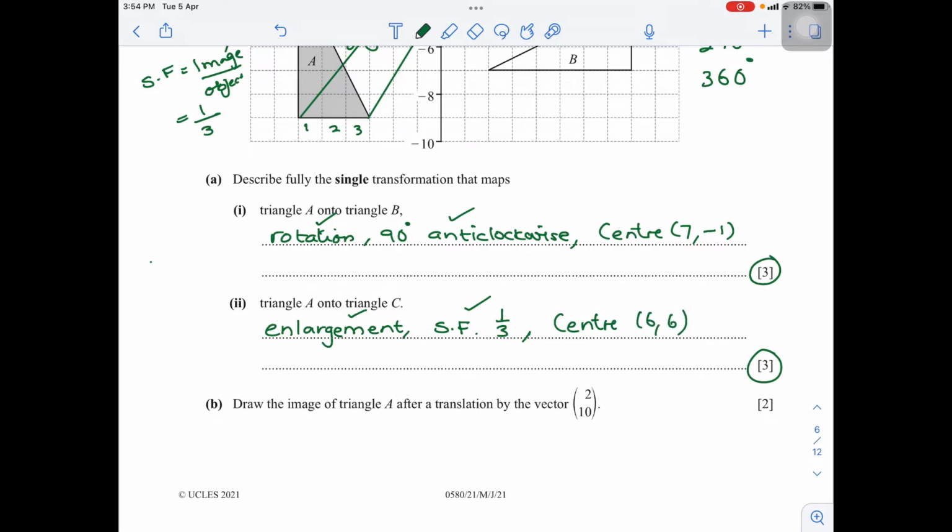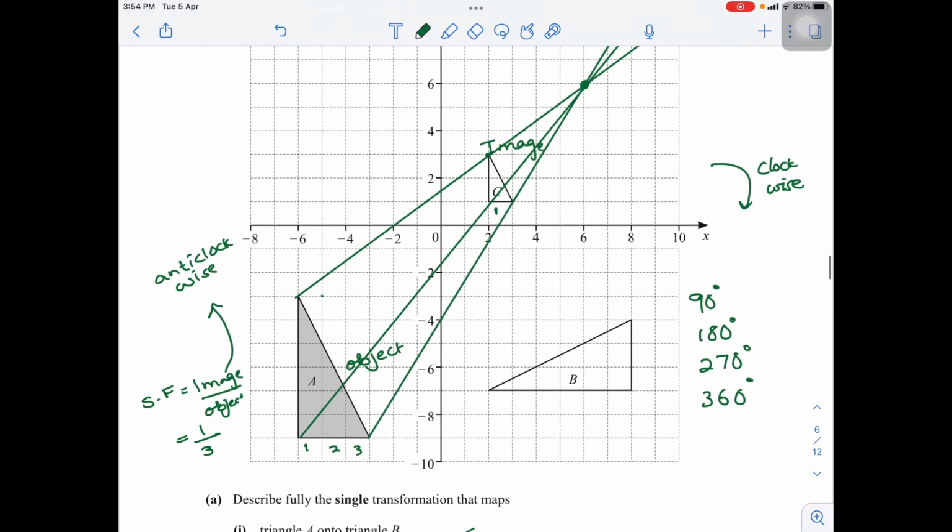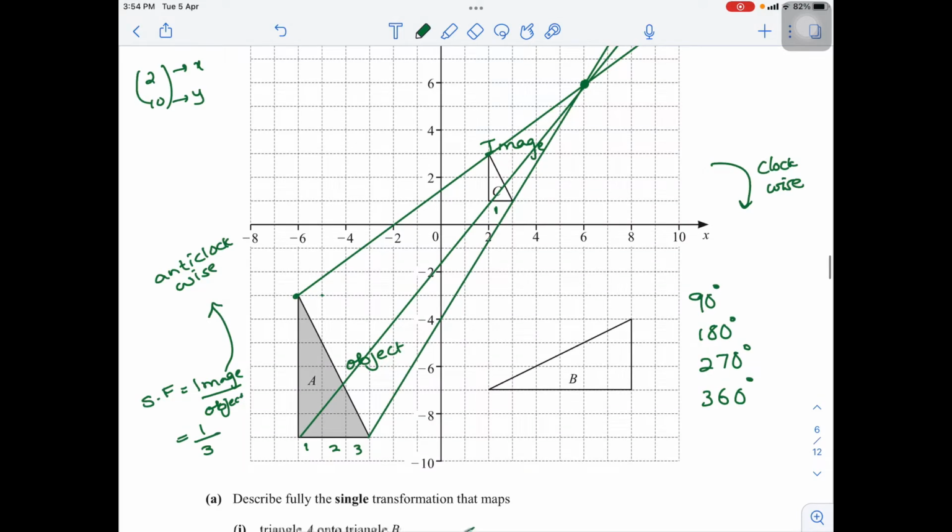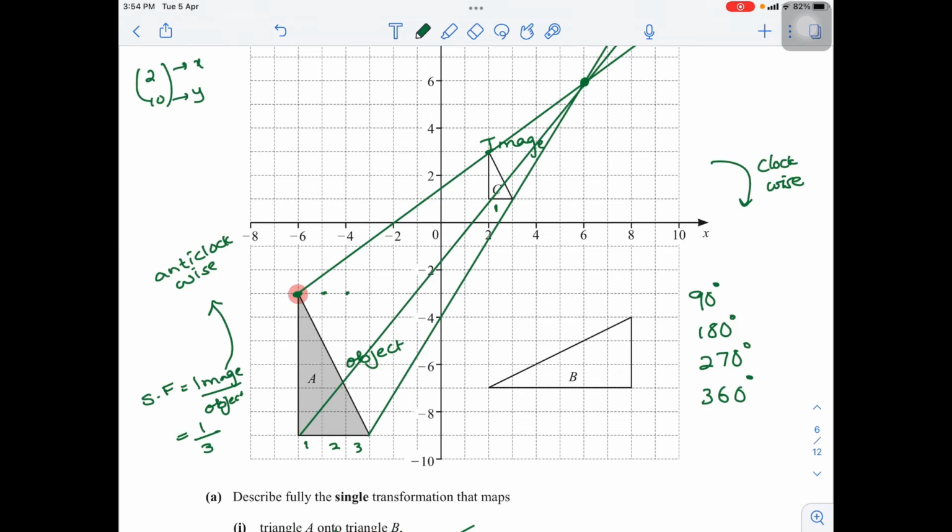Draw the image of triangle A after the translation by vector (2, 10). So 2, 10. That's x direction and that's y direction. If x direction is positive, go right. If the x direction is negative, go left. If y direction is positive, go up. Y direction is negative, go down. Here 2 is positive, so I will go 2 points right. So from that point, I am going 2 points right. So 1, 2. Now I have to go 10 points up. 1, 2, 3, 4, 5, 6, 7, 8, 9, and I'm there.